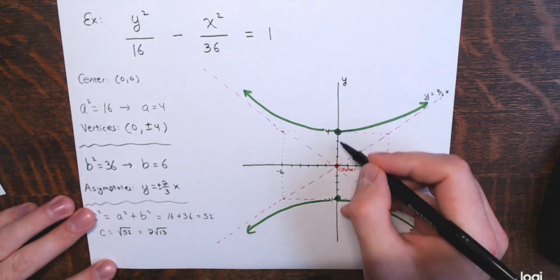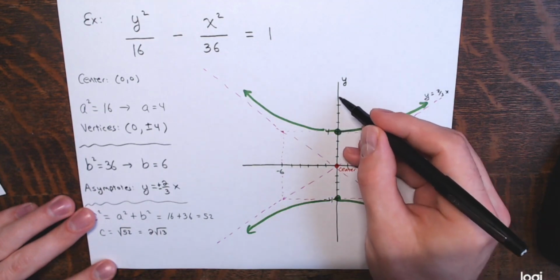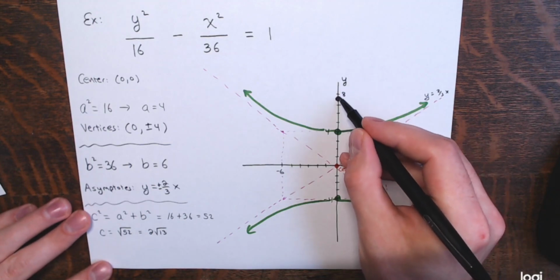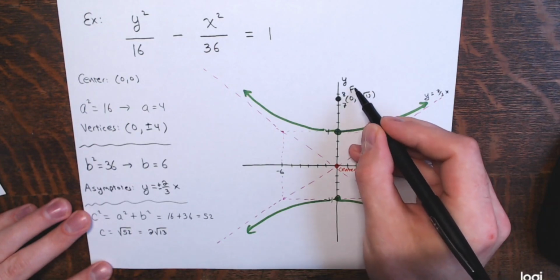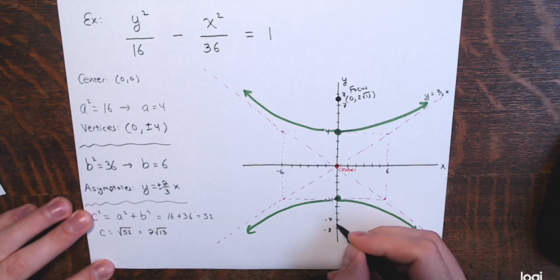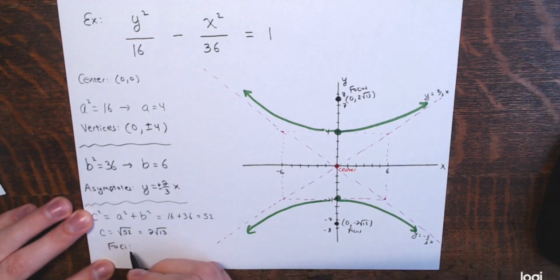And the foci will be on the transverse axis, in this case the y-axis. So 5, 6, 7, 8. Somewhere between 7 and 8, there's one focus. Here's 0, comma 2 root 13. There's one focus, and then the other focus, negative 5, negative 6, negative 7, negative 8, will be between negative 7 and negative 8. It will be the square root of 52 below the center. So here's 0, negative 2 root 13. There's the other focus. So the foci we can find are at 0 and then plus or minus 2 root 13.